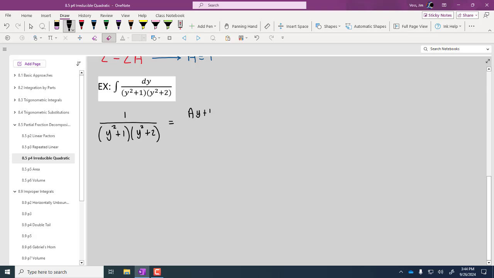So this is going to be ay plus b over y squared plus 1. So y squared plus 1 is irreducible. Anytime we have an irreducible quadratic, the form of the partial fraction is the largest possible proper fraction, so the numerator is going to be linear. We're trying to generalize that fraction as much as possible, so it's going to look like that. And then we're going to have cy plus d. So there is our setup.